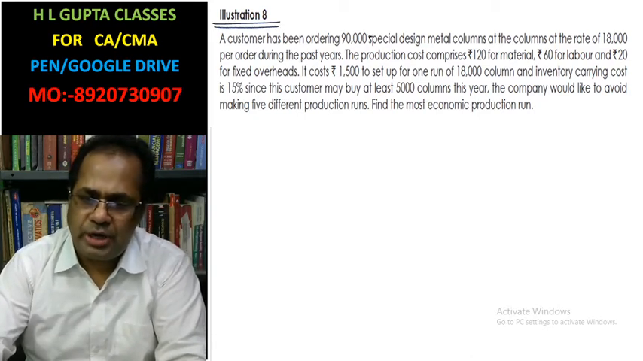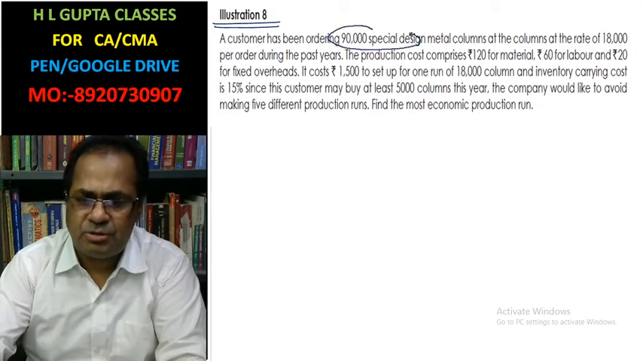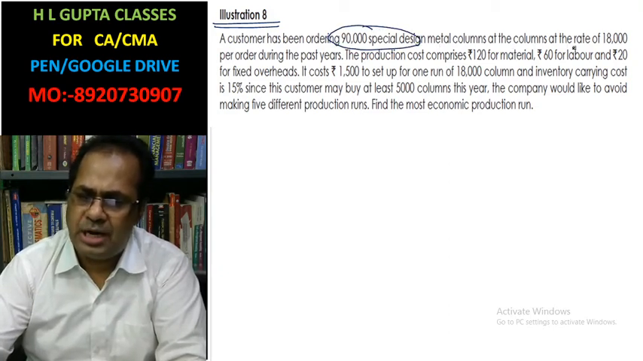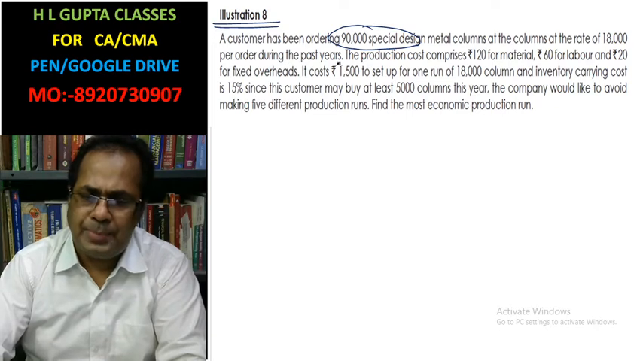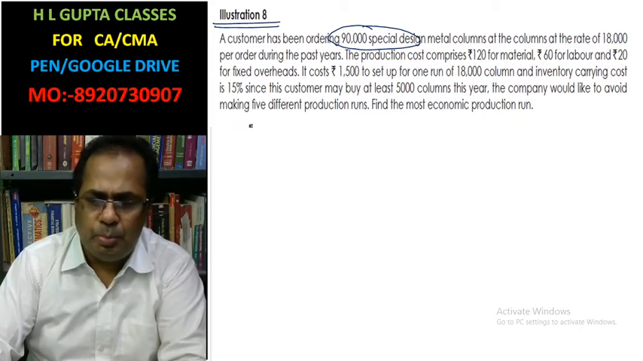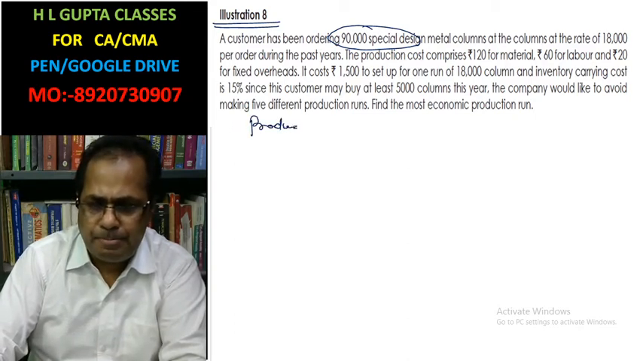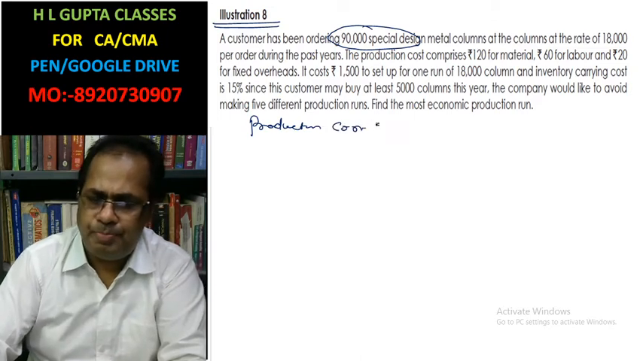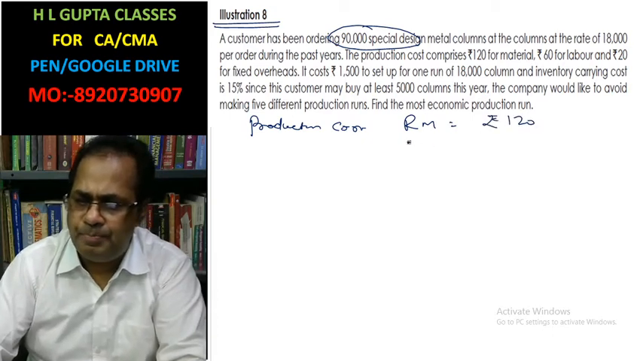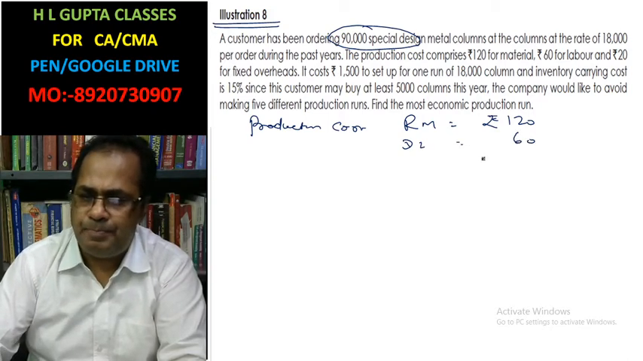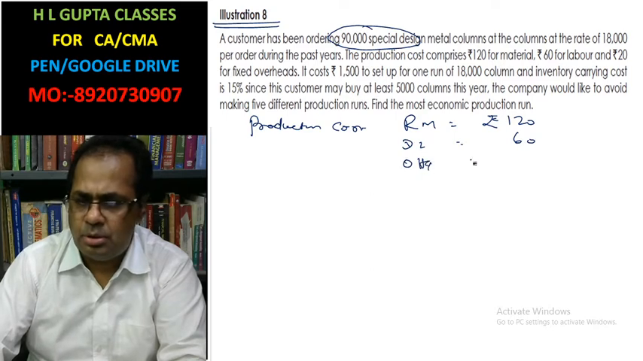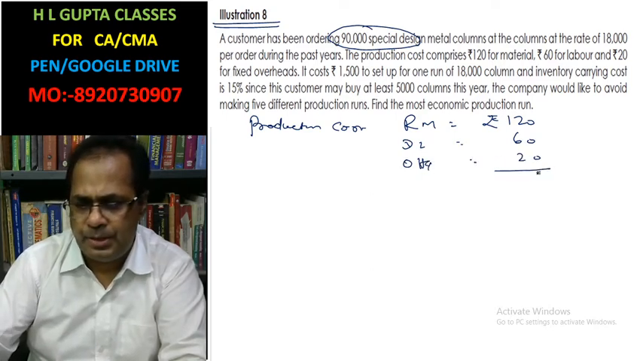A customer has been ordering 90,000 special design metal columns at the rate of 18,000 per order during the past year. The production cost comprises raw material rupees 120, direct labor rupees 60, overhead rupees 20, total rupees 200.